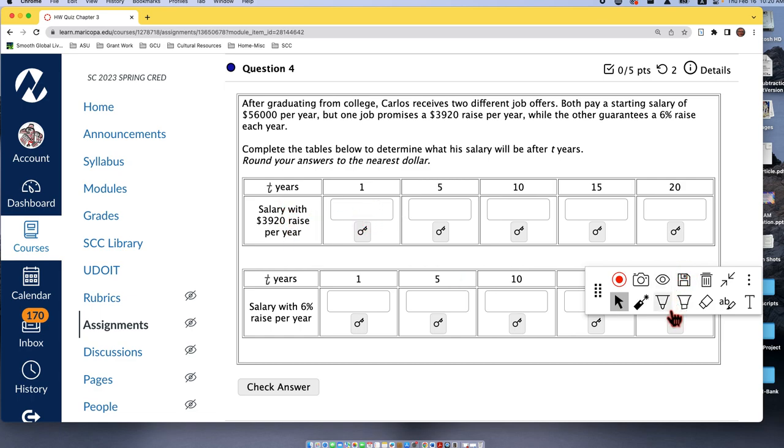So first of all, with this salary increase of $3,920, what are we going to be doing each year?